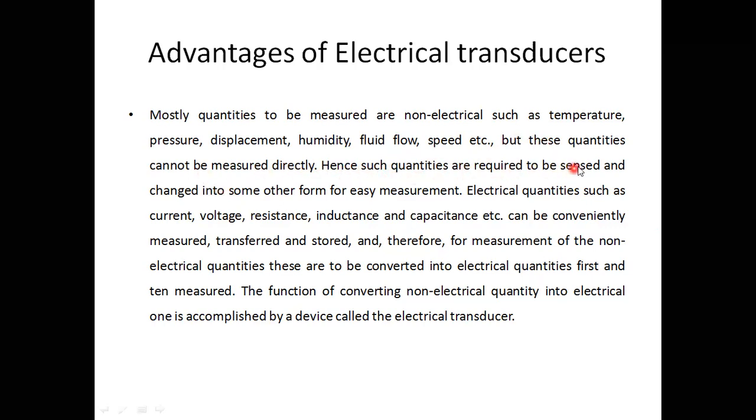Hence, such quantities are required to be sensed and changed into some other form for easy measurement. In this example, the molten metal is at a very, very high temperature. Let us suppose the temperature may be in the range of 1500 to 2500 degrees centigrade. This much high temperature I can't measure directly. So I will convert temperature into some other form which will be measured, such that the output is a measure of temperature.